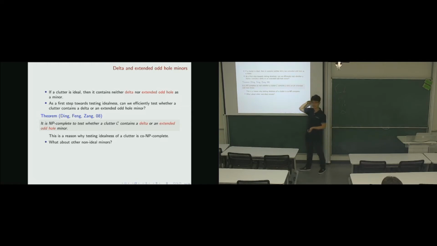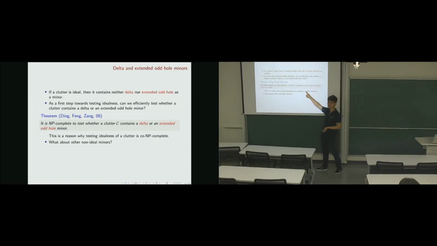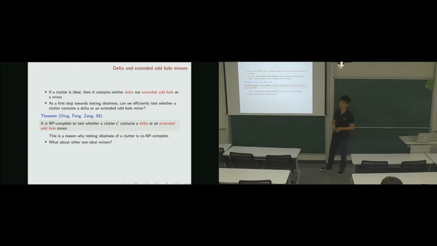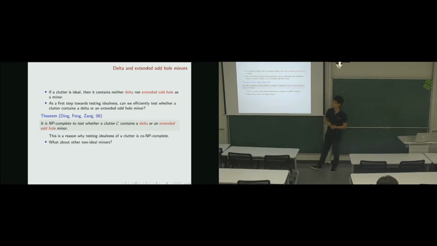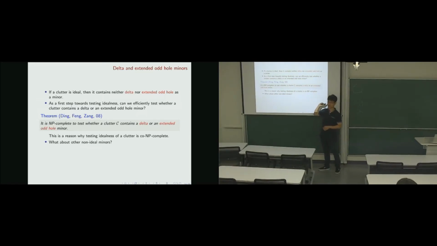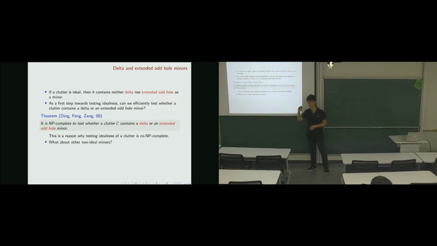So finding deltas can be done in polynomial time. But if it doesn't contain a delta, it doesn't mean anything. It might contain some odd cycles of length at least 5. Even if it contains a delta, then it's fine. But if it doesn't contain a delta, you still need to look at this odd hole. But that's hard. For this statement, just finding odd cycles is hard for this clutter. That's the statement.